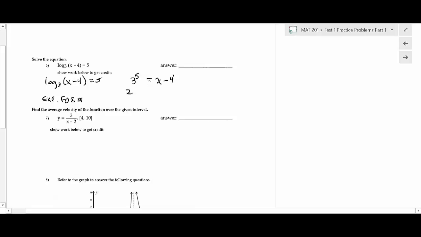3 to the fifth is 243, and you would have x minus 4. So you could add 4 to both sides. Okay, so you would end up having x is equal to 247. So the answer to that problem is going to be 247. That's the answer to the equation.